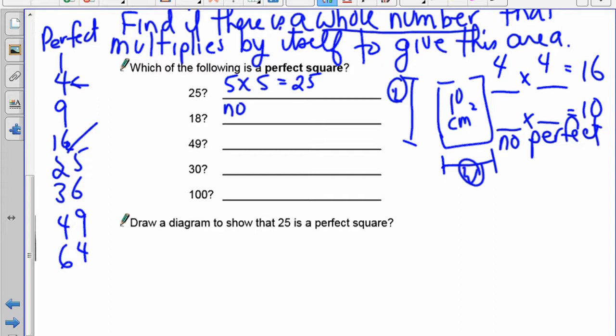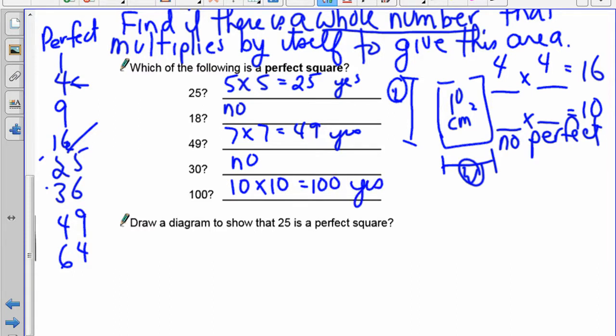What about 49? Well, that's 7 times 7. So this one is a yes. I suppose I should put yes here because that answers the question. What about 30? Well, you'll see 25 and 36. 30 is between them, so it doesn't work, so this is a no. And finally, 100. Well, 100 is 10 by 10. So this is a yes.